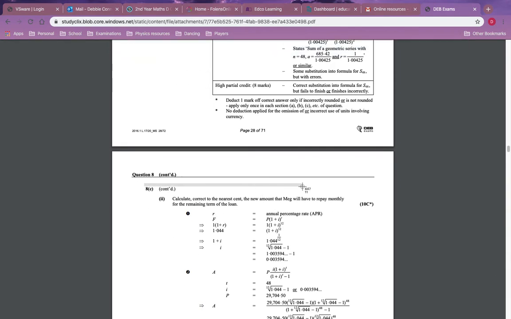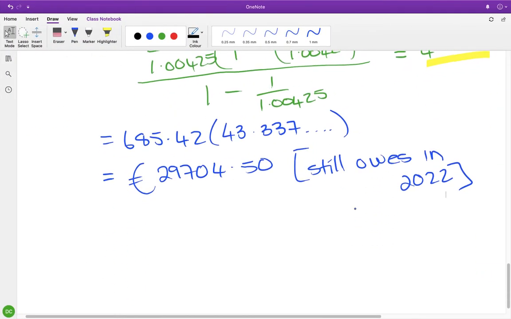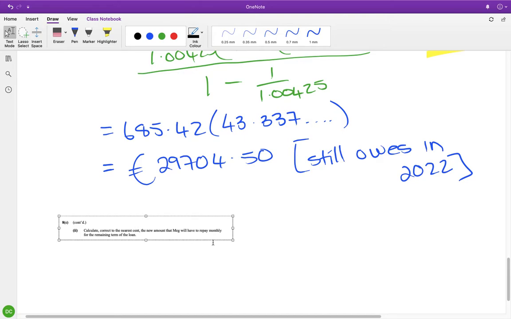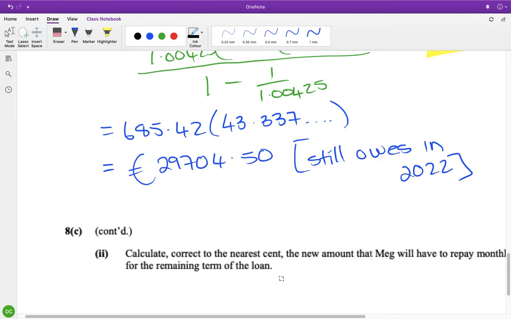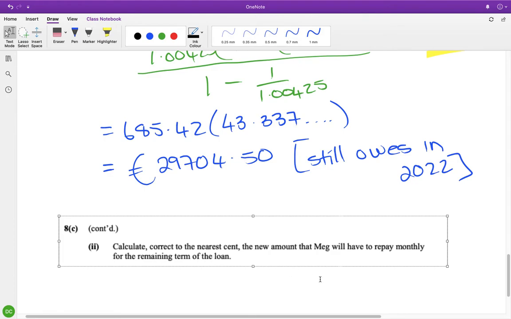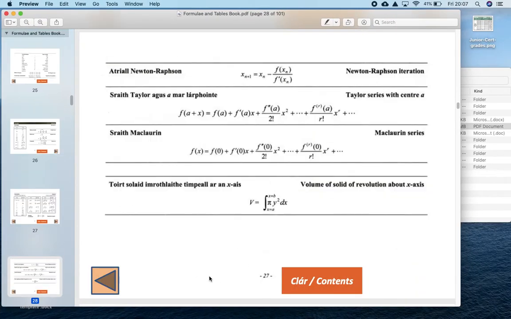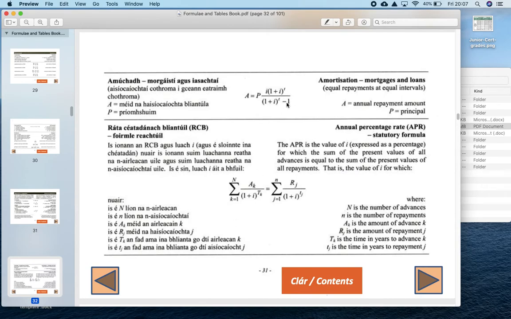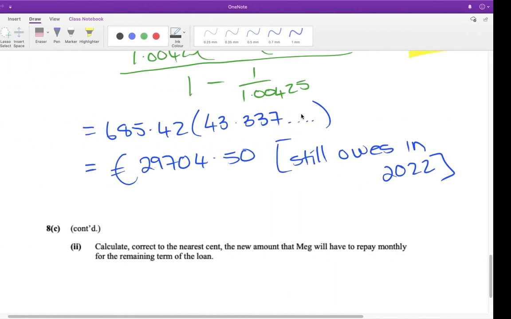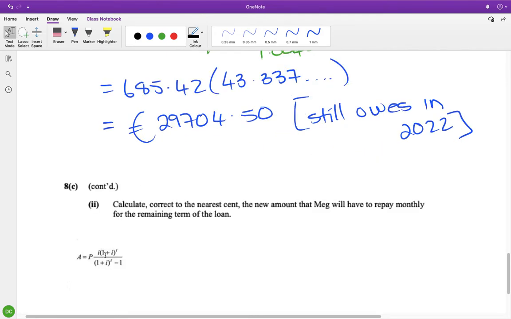Okay, so now we're on to this one. Calculate to the nearest cent the amount that she will have to pay monthly. Okay, so when you're working out what she has to pay monthly, sorry, now I have to go back to it. The amortization formula. So I'll throw it in here again just so we have it.